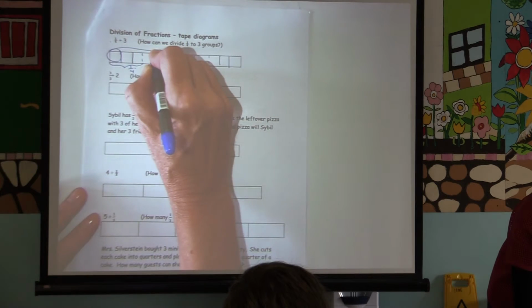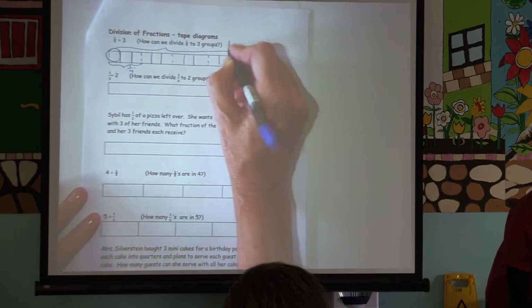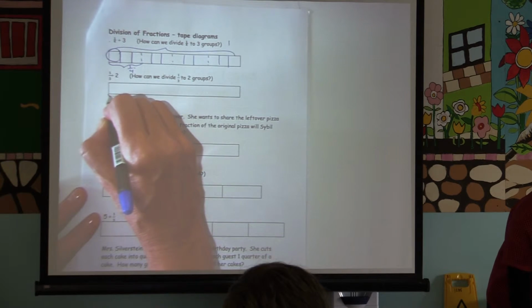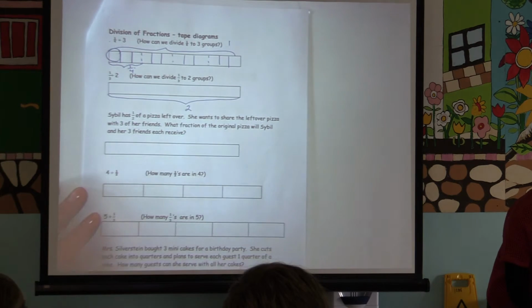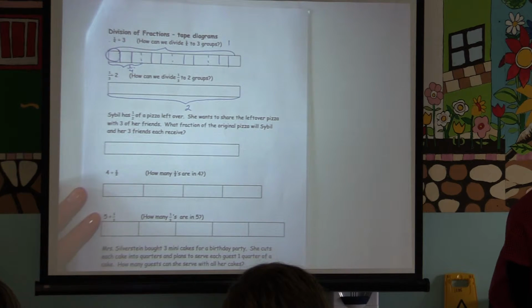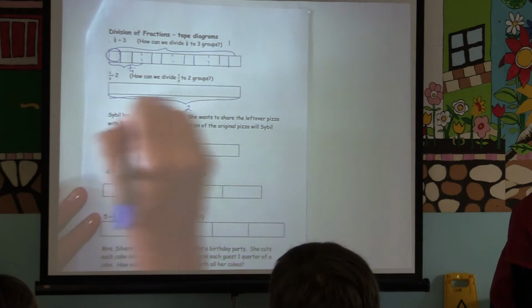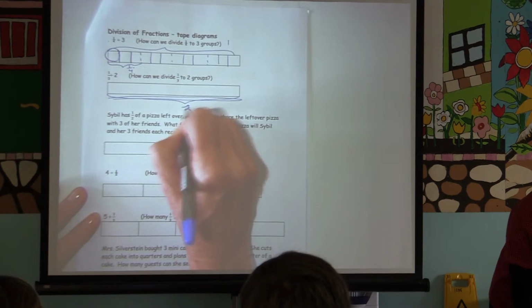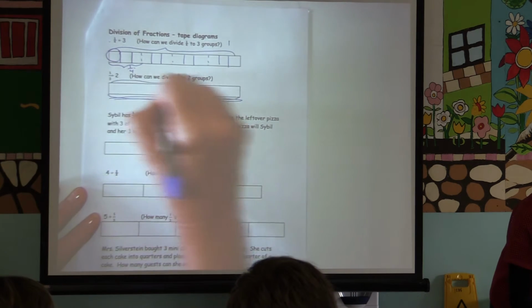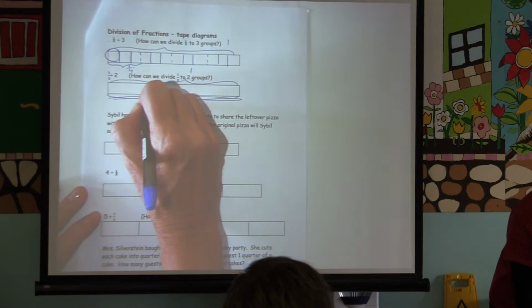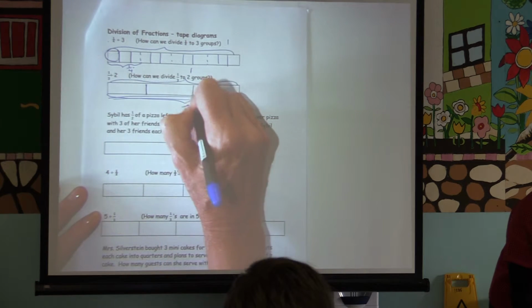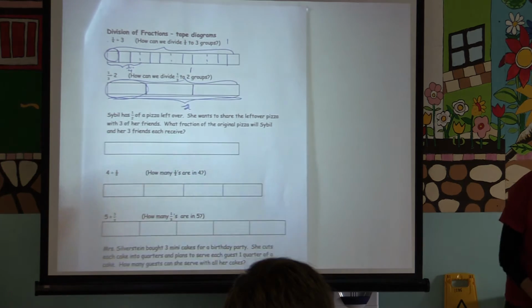I did not say that this was 1. Now this is 2. I'm sorry, I'm on the wrong problem. We've got 1/3. This is still equal to 1. I want 1/3 of it. This is the part I'm working with.